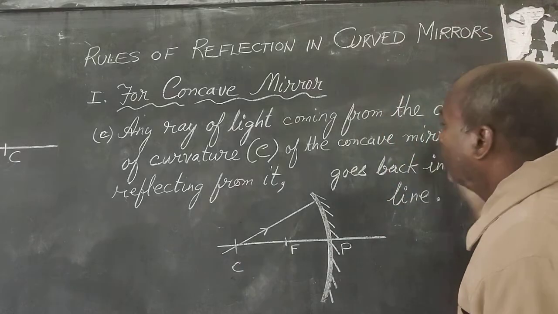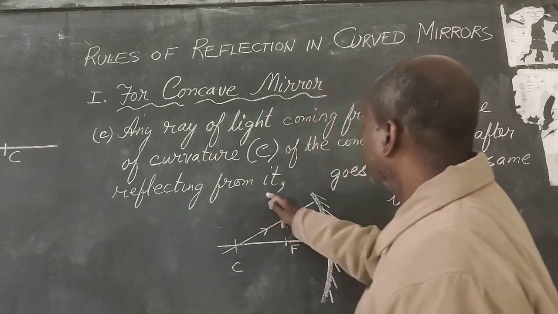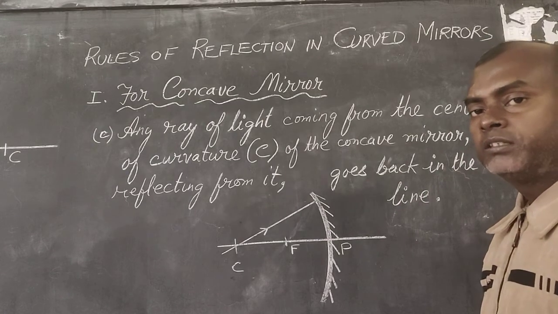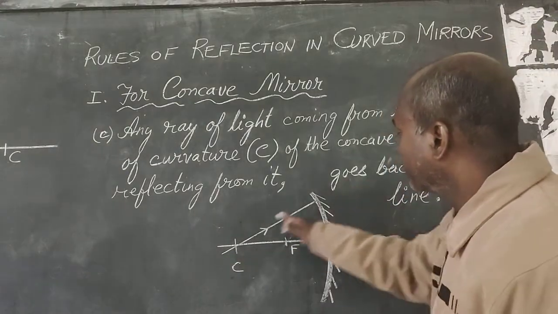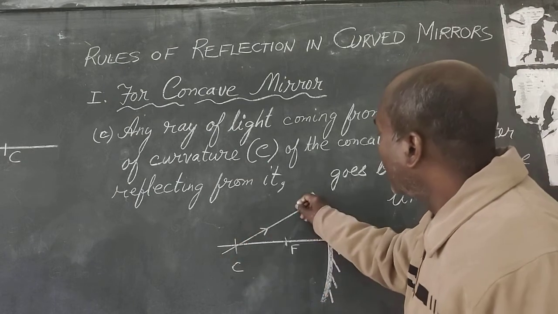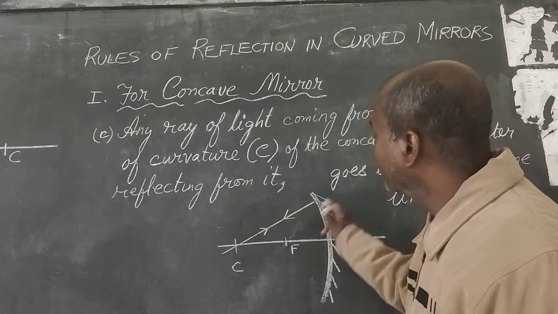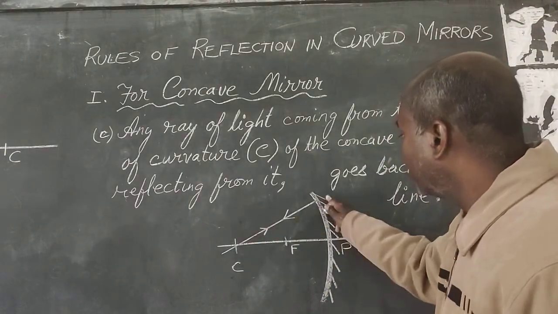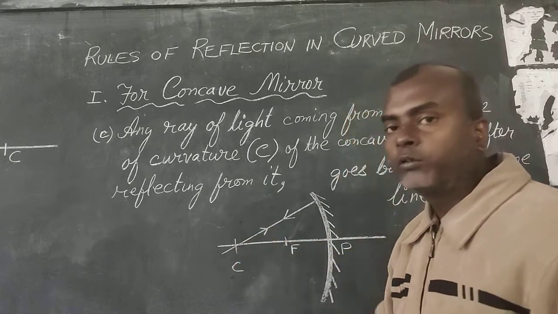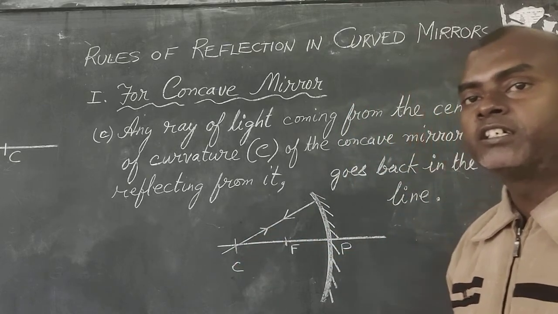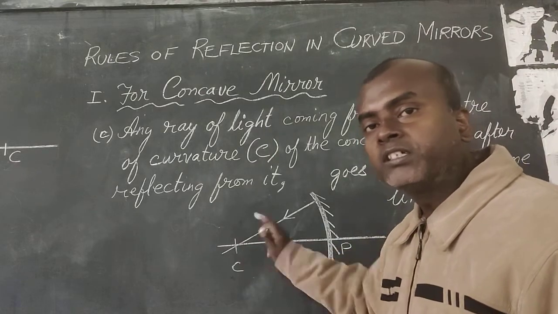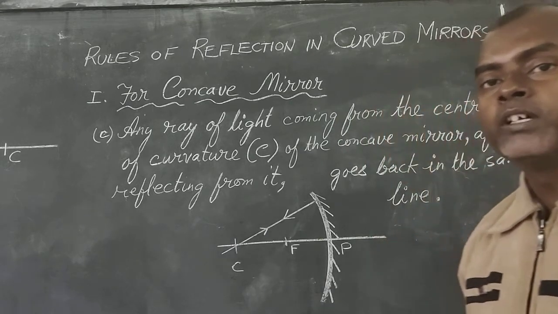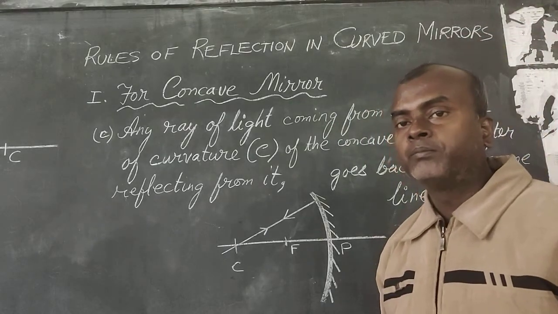Let us read. After reflecting from the mirror, it goes back in the same line. Now what does it mean? So this is our incident ray. It comes from the center of curvature. After reflecting, it will go back in the same line. That means the incident ray after hitting will reflect back and follow the same path of the incident ray and go back towards the center of curvature. So the reflected ray again will go back towards the center of curvature from where the incident ray of light had come.